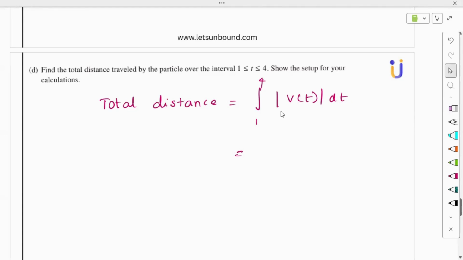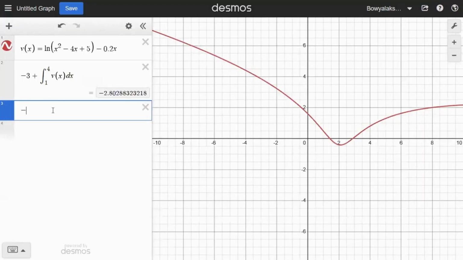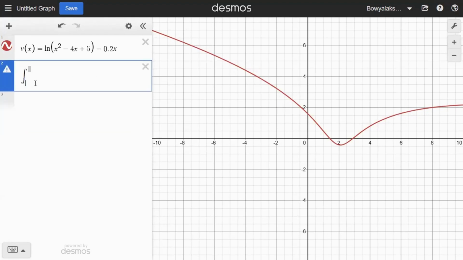Okay, again we are moving to Desmos to complete the problem. So this time it's integral again, 1 to 4, but total distance means modulus of the rate function. So the distance rate function is velocity, right? V of x. So I define the function as v of x. So we got this.